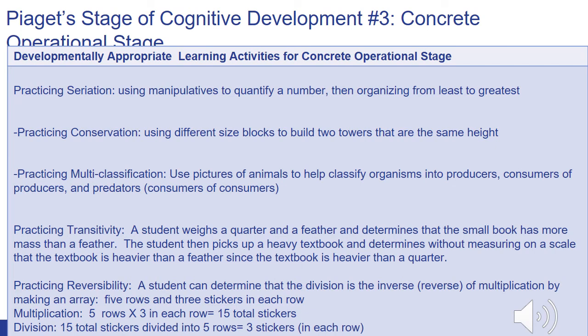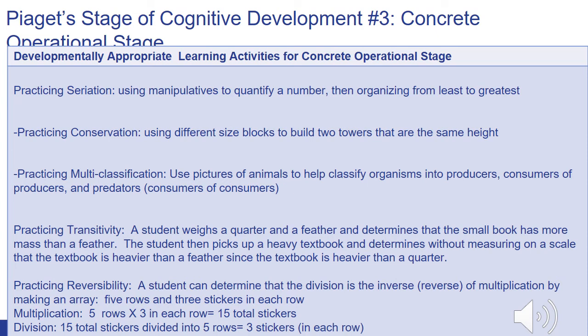Furthermore, students can also learn through practicing transitivity. So maybe you could demonstrate this by having a student weigh a quarter on a scale, and then have a student weigh a feather on the scale, and then compare the two. And then the student determines, oh, the quarter is heavier than the feather.